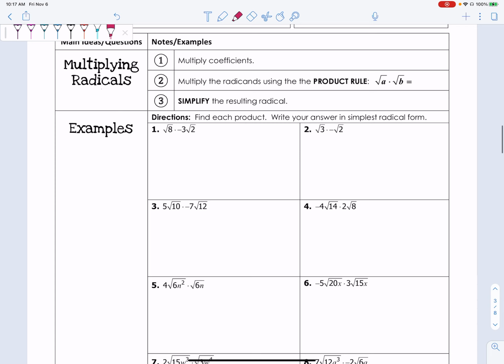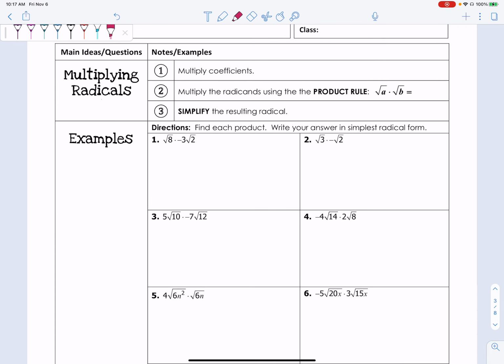We're going to look at multiplication and division rules, and then we're going to go back to cubes. So, multiplication of radicals. If I look at number 2 right here, multiplying the radicands using what we call a product rule. So if I have the square root of a times the square root of b, I can really multiply those underneath my radical as well, as long as my roots are the same.